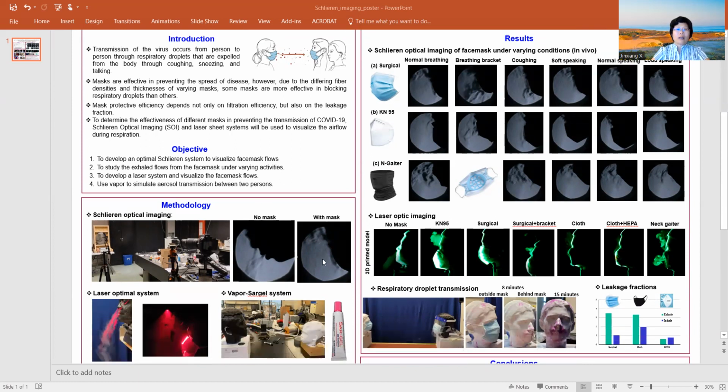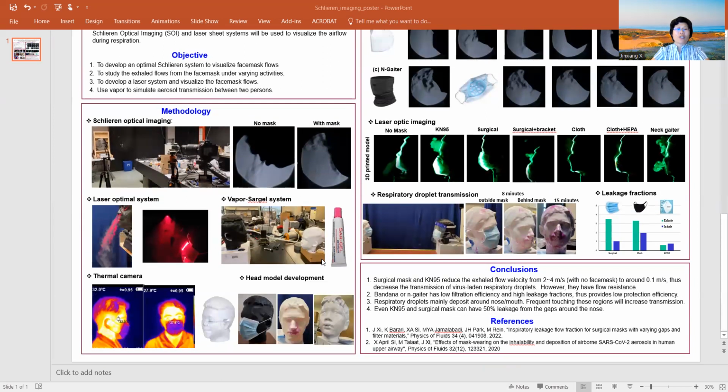Now let's look at the methodology. First is using Schlieren optical imaging. There are 2 examples with Schlieren optical imaging: the flow without mask and the flow with mask. We can clearly see the difference in the 2 situations. We use laser optics to visualize the flow through the mask and the leakage, and use a vapor gel system to figure out where the concentration area of the virus or bacteria is.